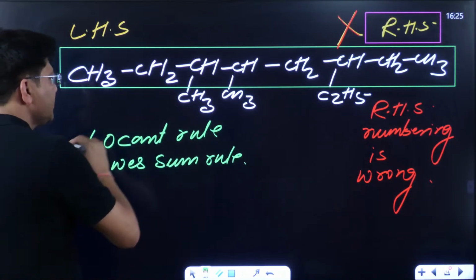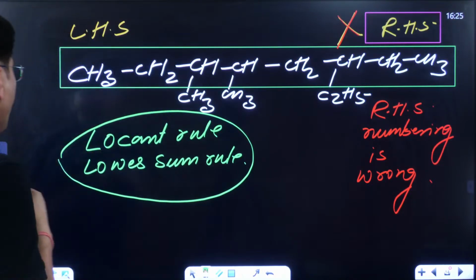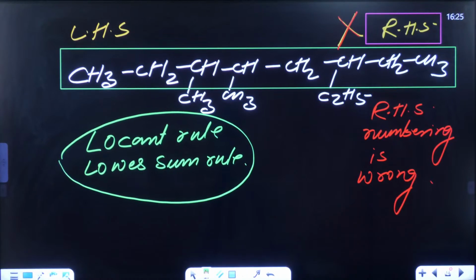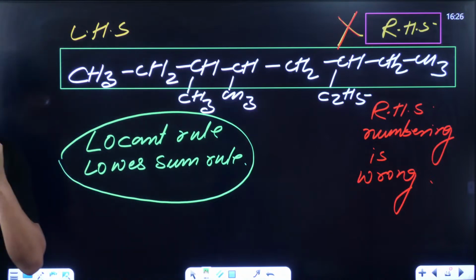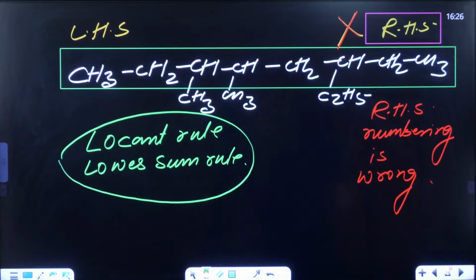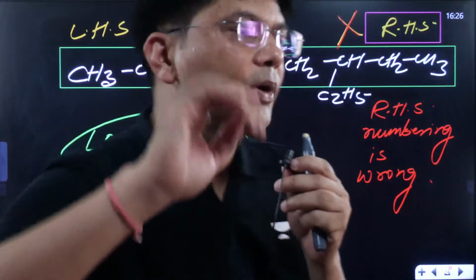Now see, kids, try to understand when this rule has to be applied. That really depends on when the numbering rule gets failed. When the numbering rule gets failed, then you are supposed to apply this rule. Otherwise, you can't apply this rule. Kids, why am I talking about the numbering rule getting failed?